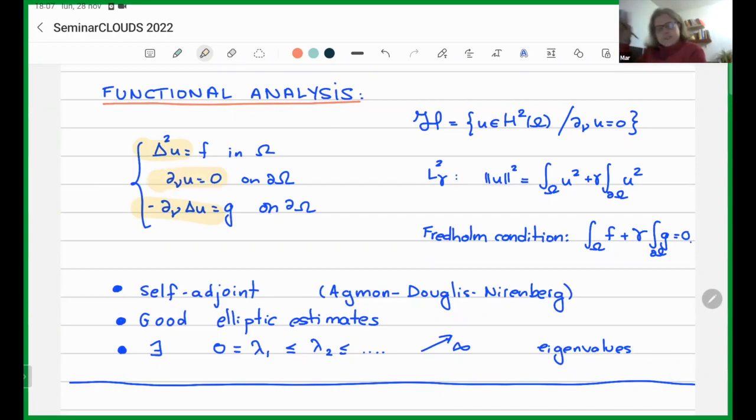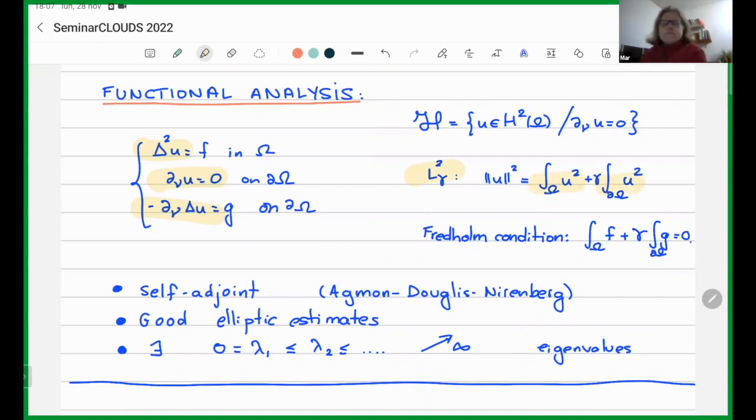Just remember it's there, because the fourth order operator needs two boundary conditions. So if I look at the solvability problem for this, I'm going to work with the L2 gamma space, in which the norm is given by an L2 norm inside and an L2 norm on the boundary.